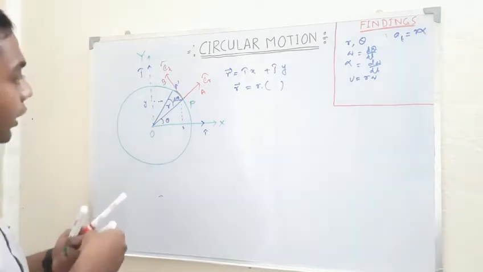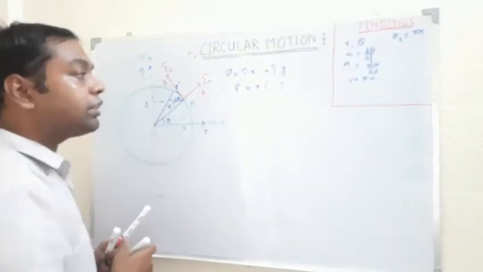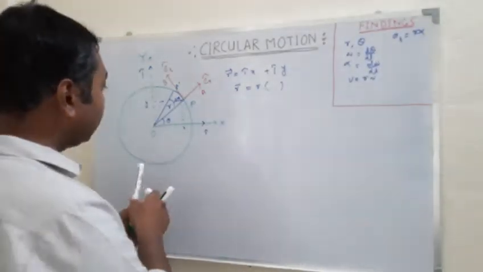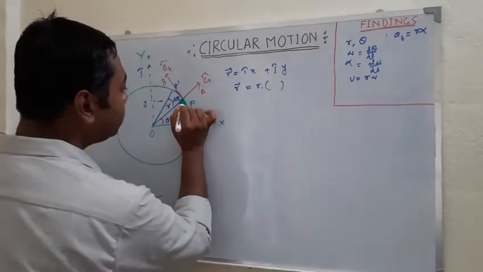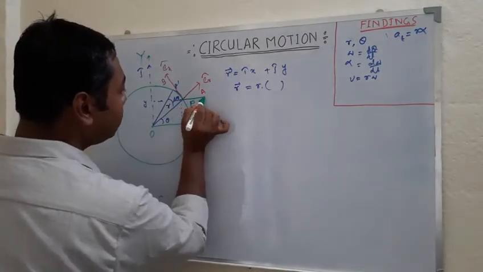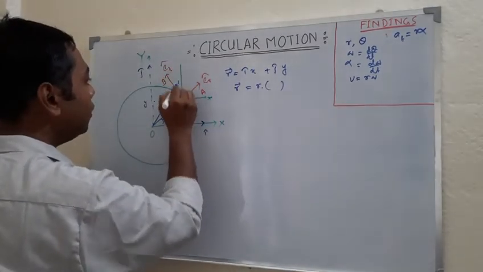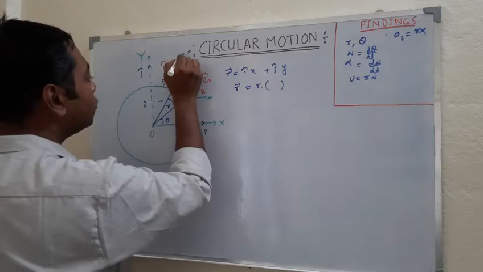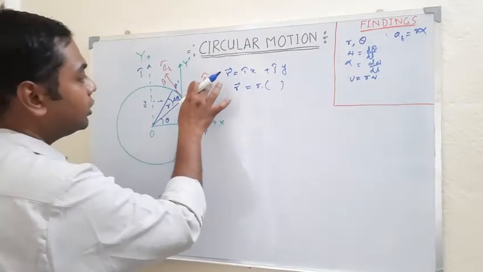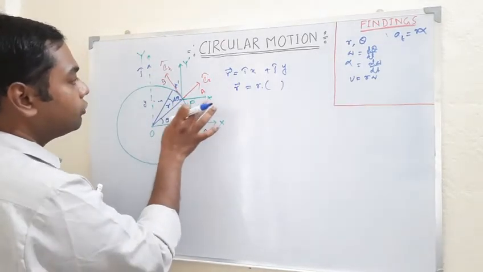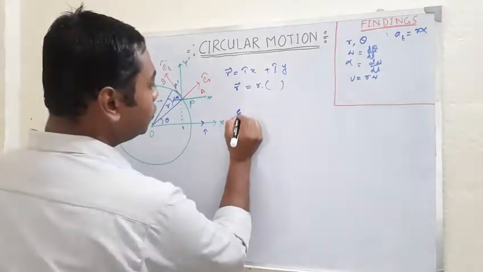Now we have to write this er and et in terms of the Cartesian coordinate system to make it simpler. So how can we write this? We can draw parallel axes at point P, Px prime parallel to the x-axis and Py prime parallel to the y-axis. Now how can we write er and et in terms of the Cartesian coordinate system? I'll show.